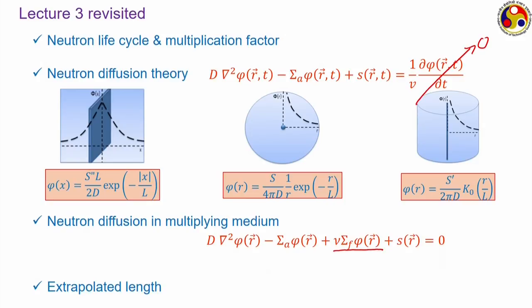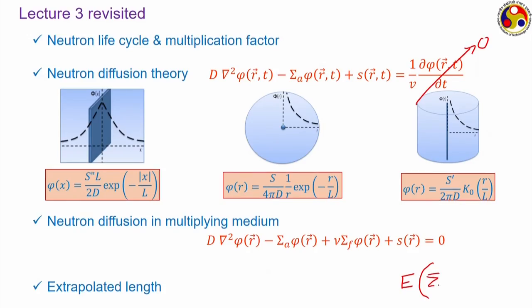then we must add it, which we shall be discussing shortly also. This extrapolated length should provide some kind of correction to the physical length scale we consider. But one point I would like to mention before I move any further: why are we having so much discussion about this neutron flux?